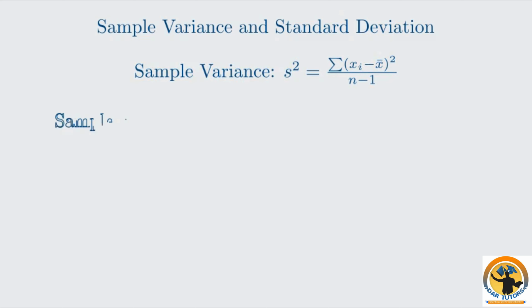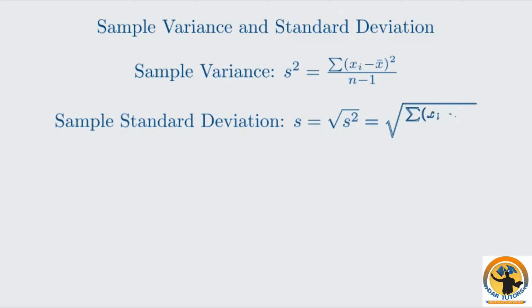The sample variance, denoted by s squared, is the sum of squared deviations from the sample mean, x bar, divided by n minus 1. Notice the denominator is n minus 1, not n. And the sample standard deviation, denoted by s, is the square root of the sample variance, with the same denominator of n minus 1. So why the change from n to n minus 1?